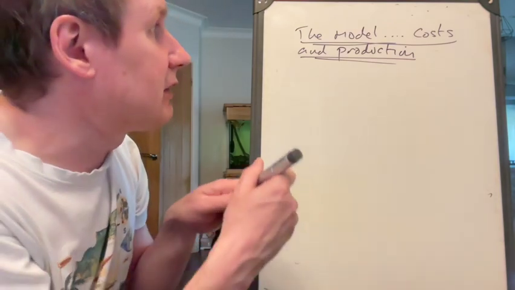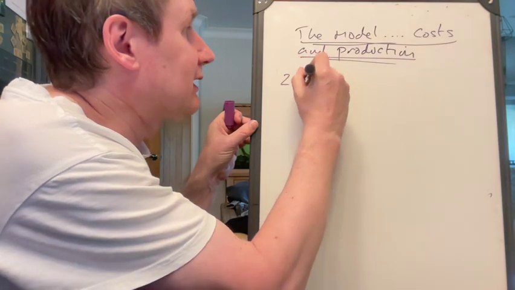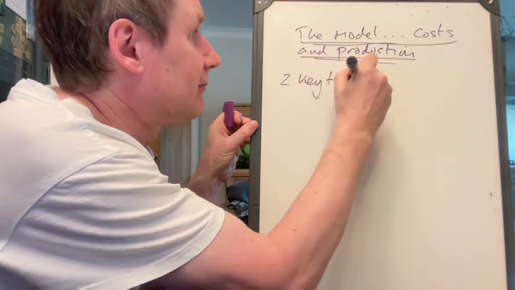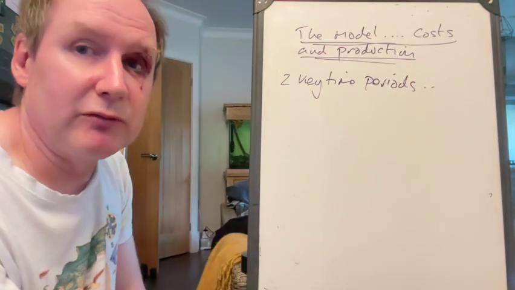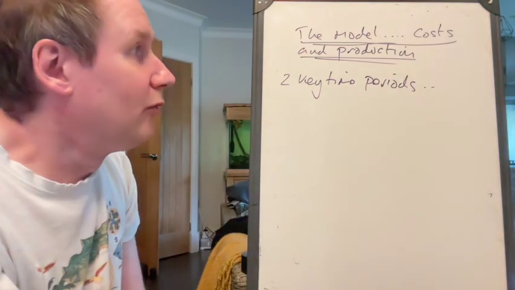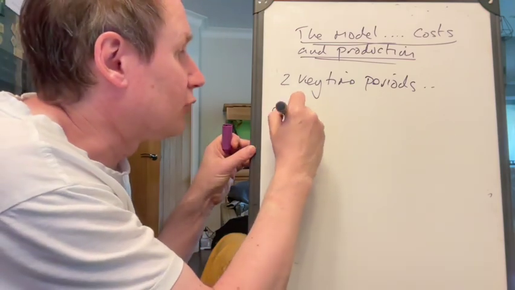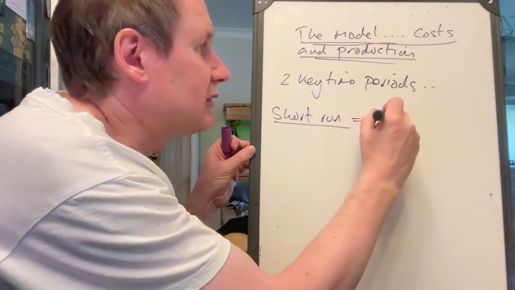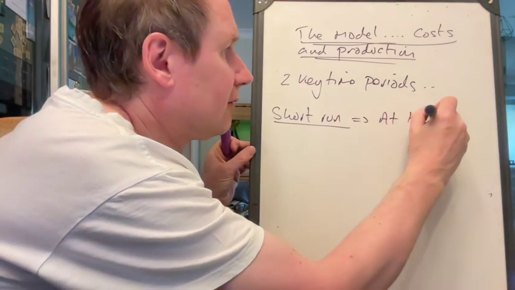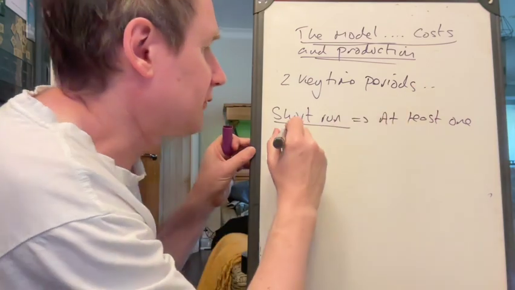And in economics, there are two key time periods that we're going to be interested in. These two time periods, we came across them last year, but one of them is the short run. And that's the period of time in which there is at least one fixed factor of production.